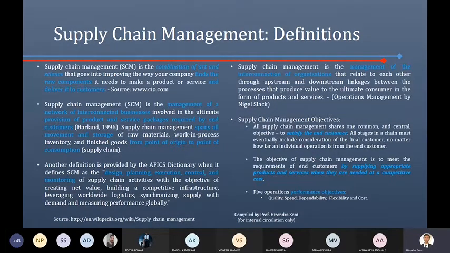When we talk about management of a network of interconnected businesses involved in the ultimate provision of the product and service package required by the end customers, it actually spans from the supplier up to the customer's customer. That means all the organizations which are involved in satisfying a customer demand will be a part of the supply chain. That's the easiest way we can define it.